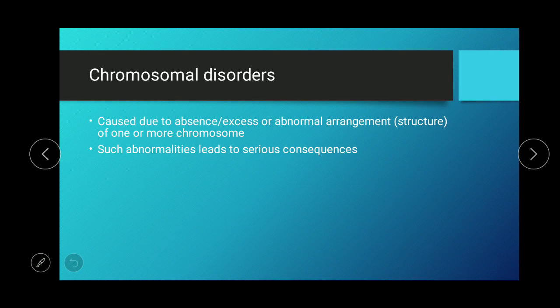Now come to chromosomal disorders. These are caused due to absence, excess or abnormal arrangement, that is structure, of one or more chromosomes. If chromosomes are present in more number, or less in number, or have abnormal arrangement, they will cause a chromosomal disorder. Such abnormalities lead to serious consequences.